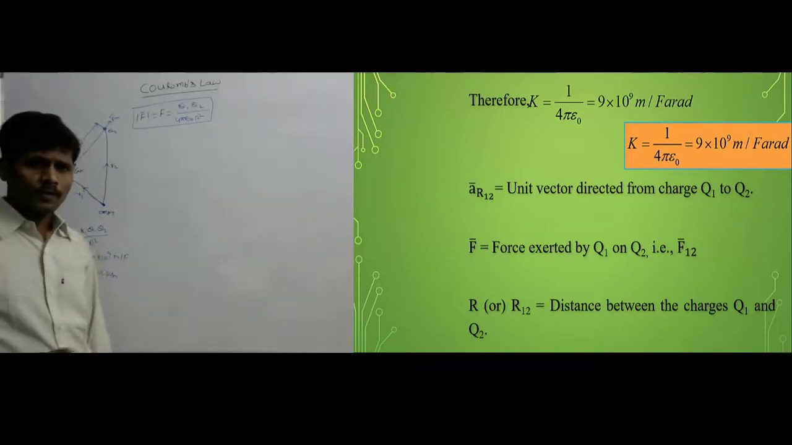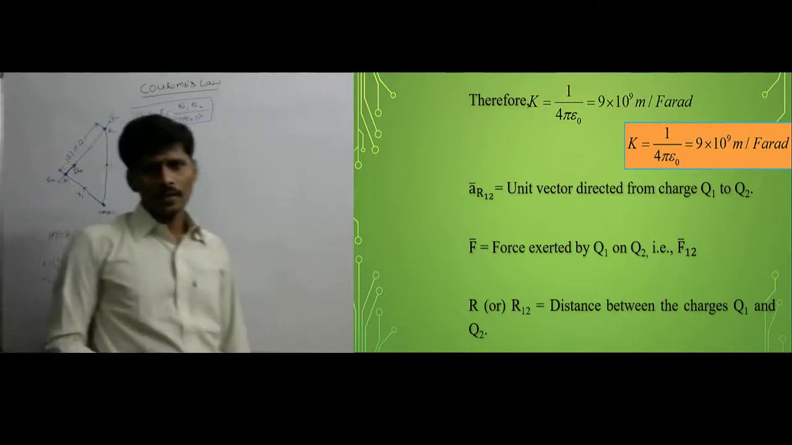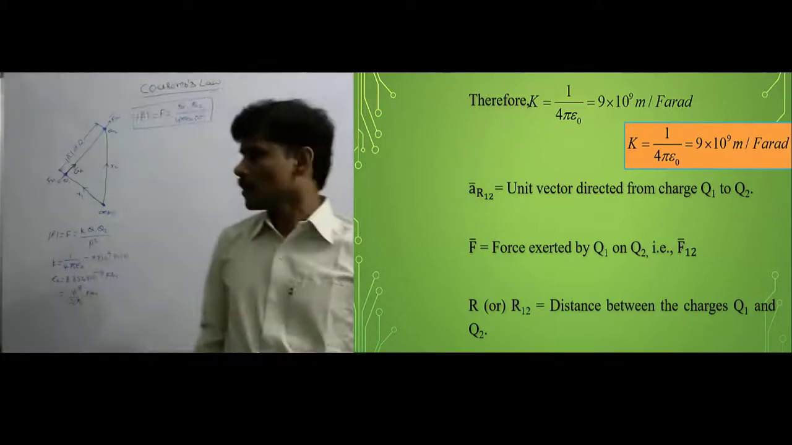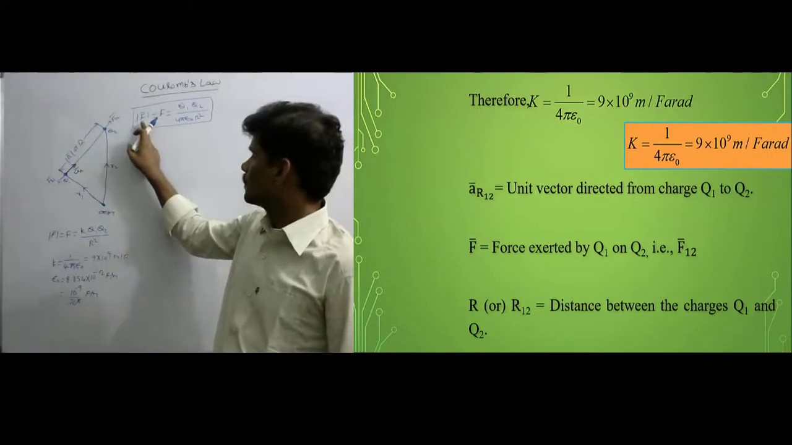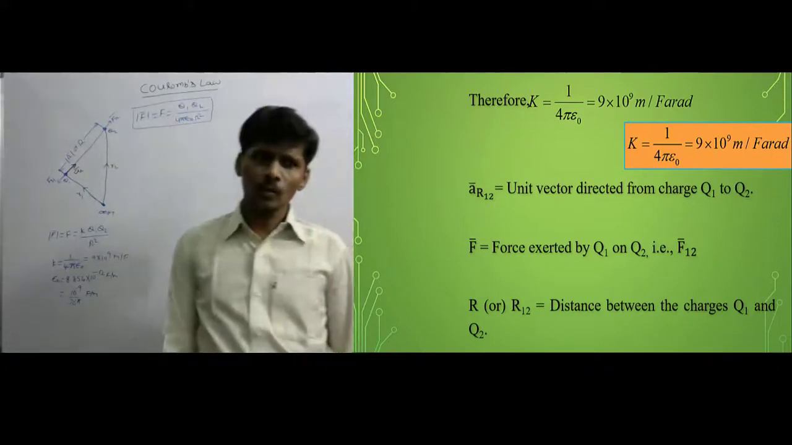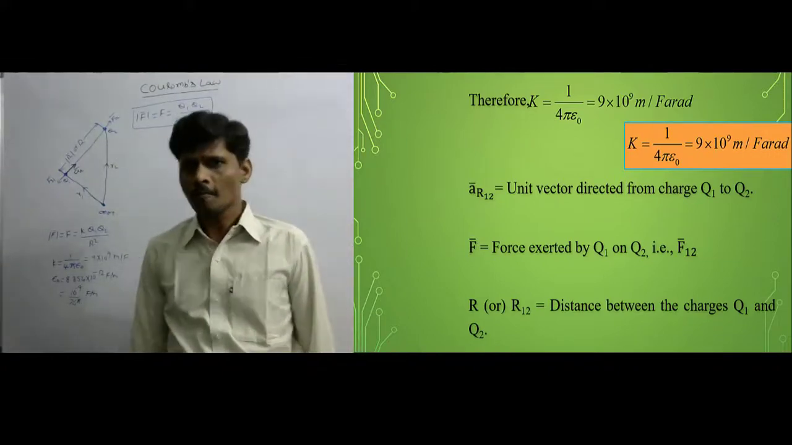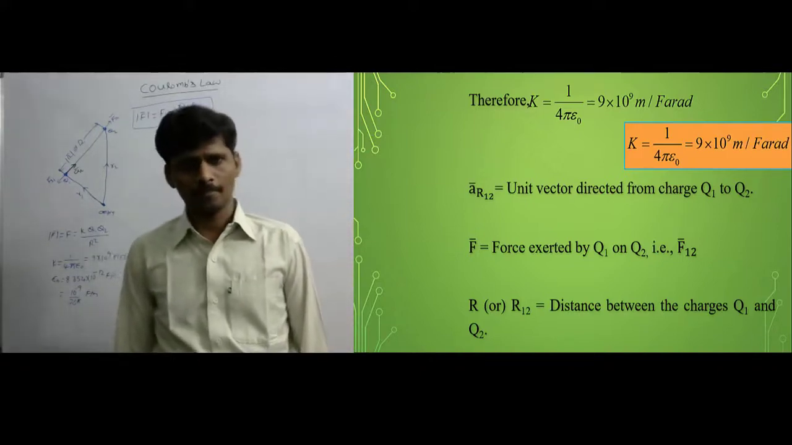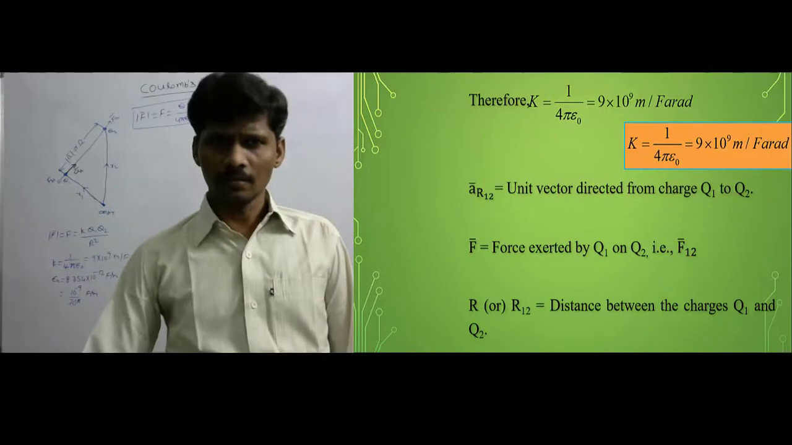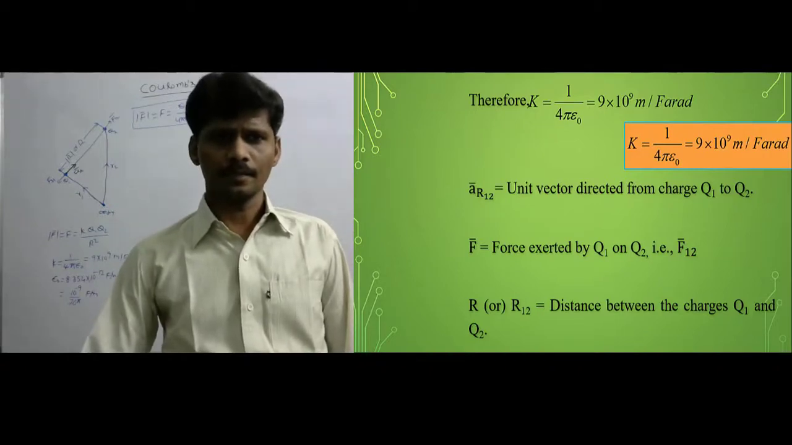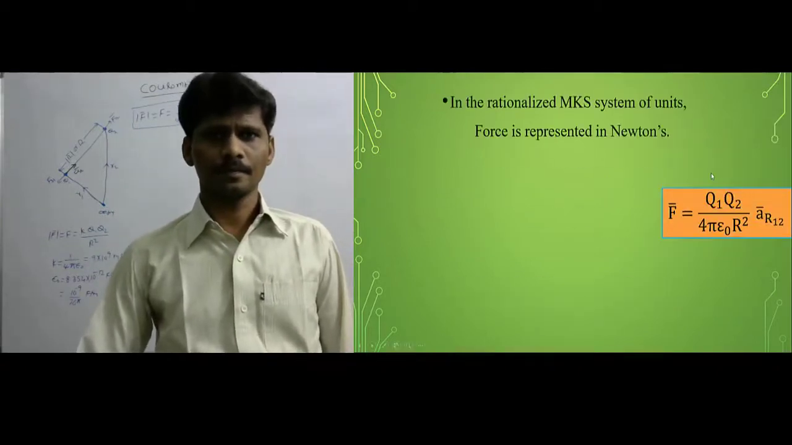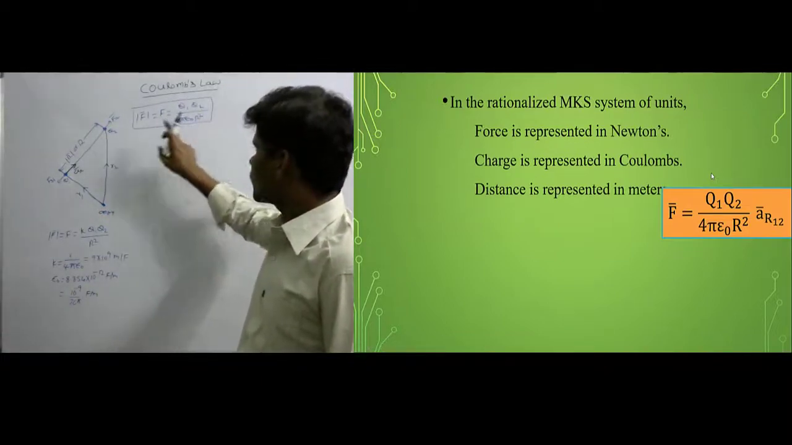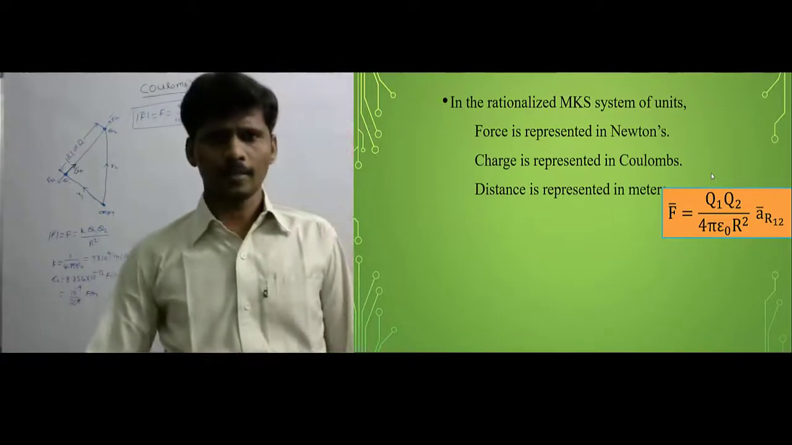F bar is the force and it is measured in newtons. These are the MKS units: force is measured in newtons, charges Q1 and Q2 are measured in coulombs, and the distance R is measured in meters. R is the distance between the two point charges.